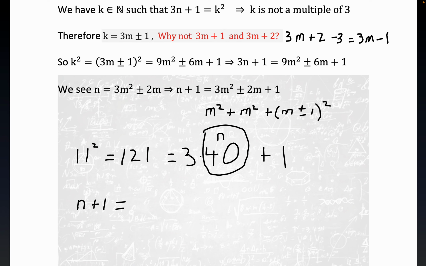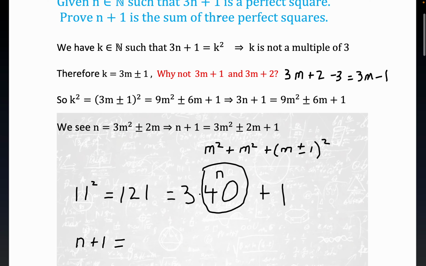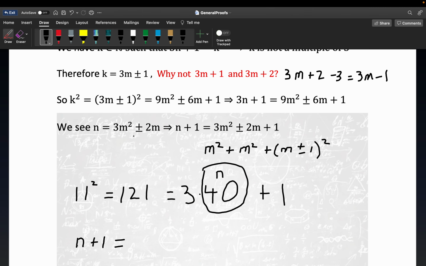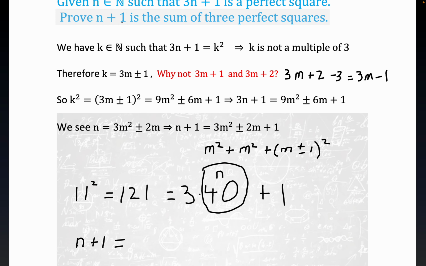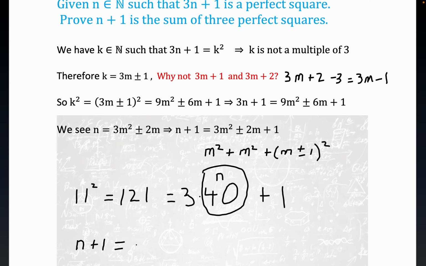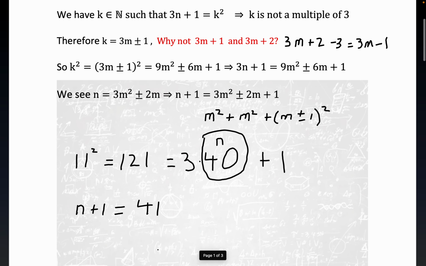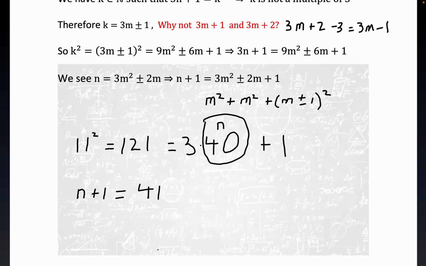Okay, and again, that's what we're doing. We're trying to show that this n plus 1 that you see right here is the sum of 3 perfect squares. And so we have it written down right here. N plus 1 would be equal to 41, right? We took our n to be 40 here. So that's equal to 41. Okay, equal to 41. But notice what that's equal to. That's equal to 4 squared.